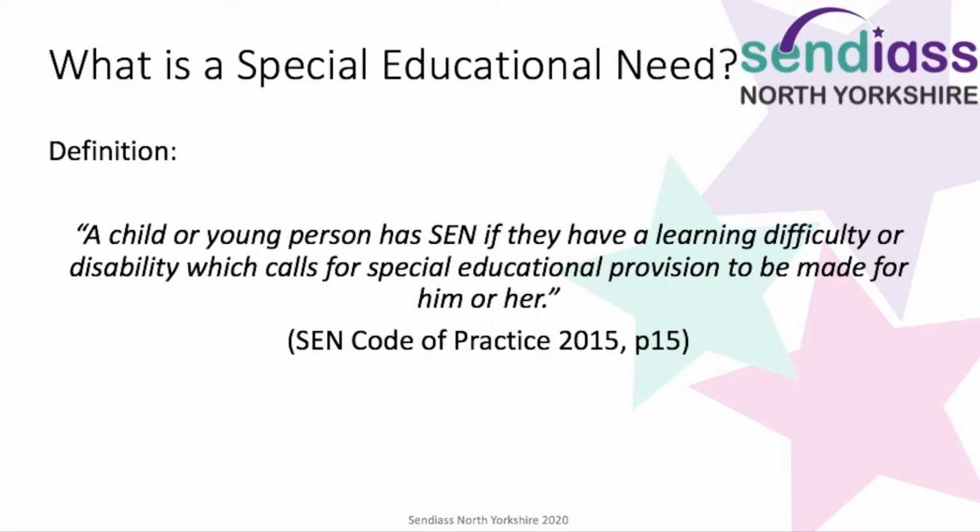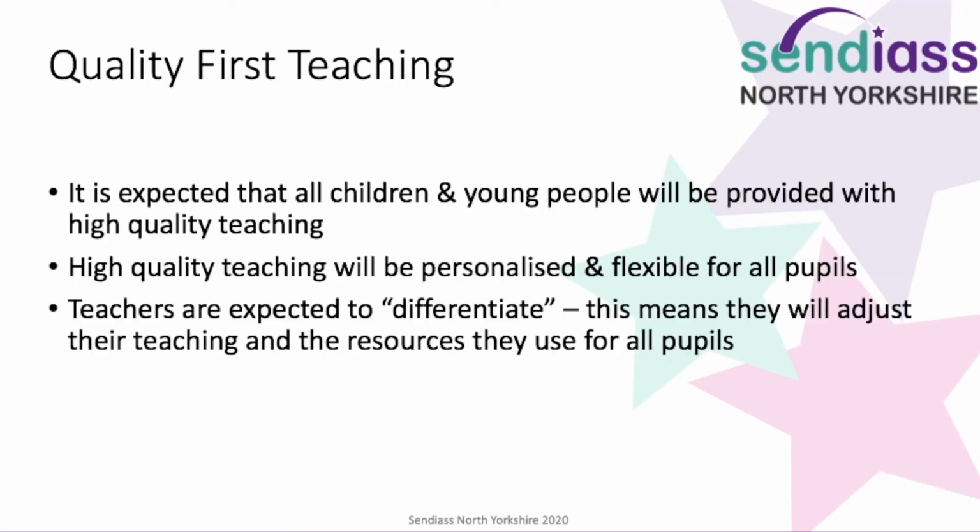The law says that a child or young person has SEN if they have a learning difficulty or disability which calls for special educational provision to be made for him or her. The SEN Code of Practice 2015 explains what educational settings should be doing and has a section on SEN on pages 99 to 109. You can download a copy of the code from our website. Details are at the end of this webinar.